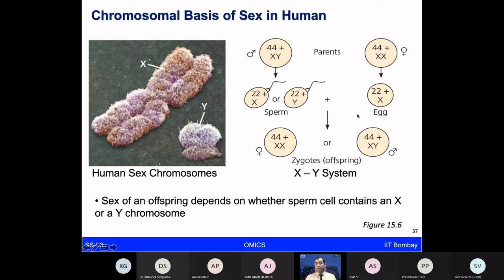So after fertilization, the cross will give either XX or XY, right? So the male will be XY, the female is XX. Whether a boy or a girl will be born depends on the sperm's characteristic and the sperm's way of fusion with the egg, and that determines the fate in the next generation. So the sex of an offspring depends on whether the sperm cell contains an X chromosome or a Y chromosome, and the traits located on the X chromosome are going to pass, and the traits located on the Y chromosome are going to pass.